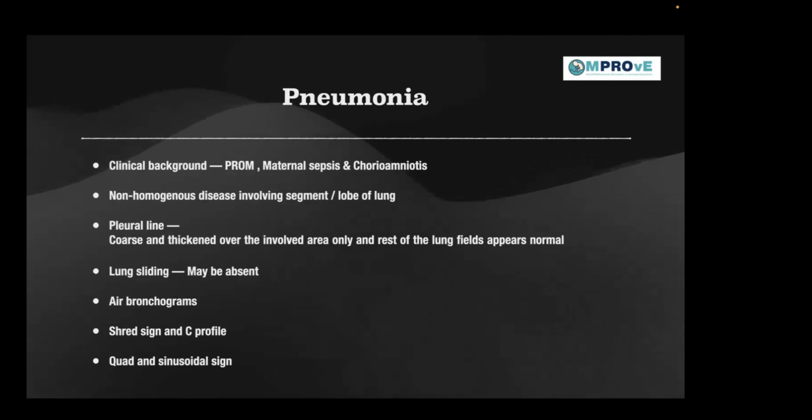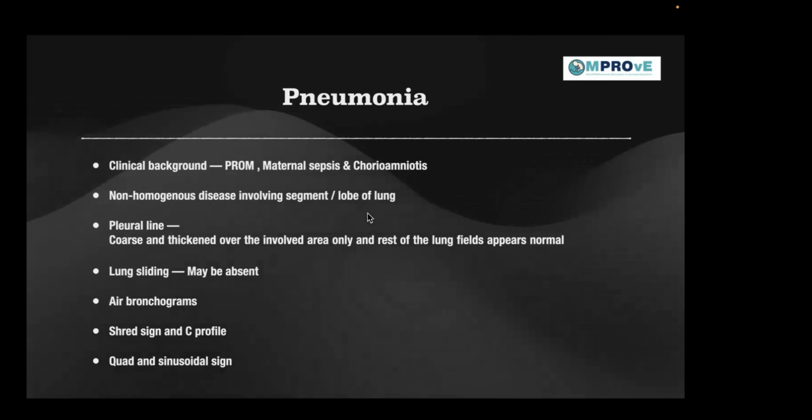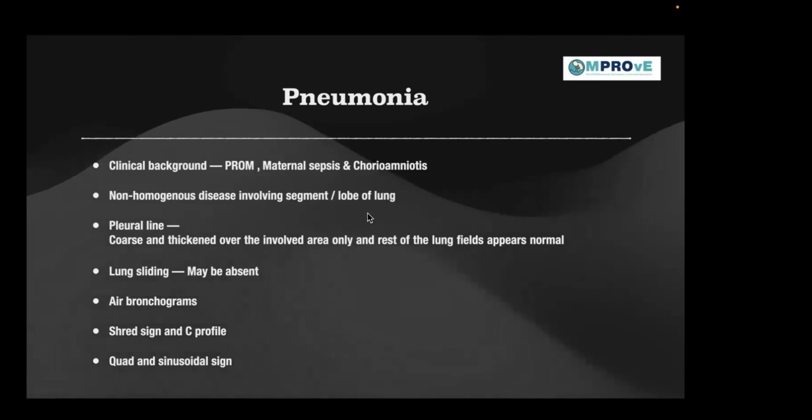Pneumonia. There always has to be a clinical background, with PROM, maternal sepsis, chorioamnionitis, you name it. It's always a non-homogeneous disease involving the segment or the lobe of the lung. It is very rare that you will see both lungs, right and left, involved, with pan involvement of the lung. It can happen, but so far I haven't encountered it. It's more a non-homogeneous process affecting one particular area of the lung. The pleural line always becomes coarse and thickened, as you can imagine, because it's an inflammatory process. It inflames the pleura as well, hence the look of coarse and thickened pleura over only the involved area of the lung.